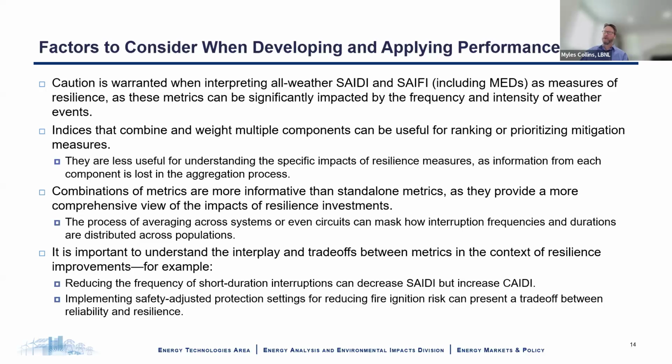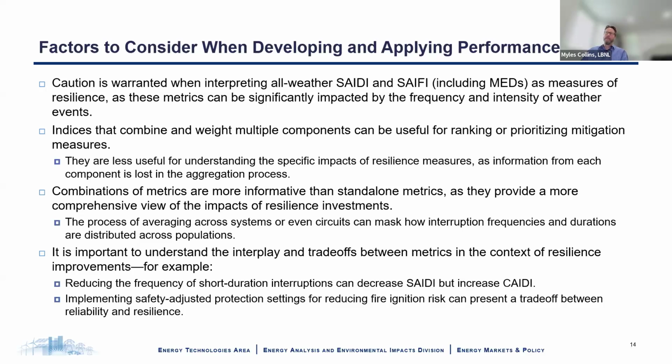For indices that combine and weight multiple components, they're useful for ranking and prioritizing, but maybe less useful for understanding specific impacts of measures as you lose information in the aggregation process. Combinations of metrics are more informative than just the standalone metrics, as they can give a more comprehensive view of the impacts of resilience investments. So apart from just having an average across the system, this kind of metric can perhaps mask how the frequencies and durations are distributed across the population. So looking at multiple metrics to get a better sense of performance. And then finally, making sure to understand the interplay and the trade-offs between metrics in the context of resilience improvement.